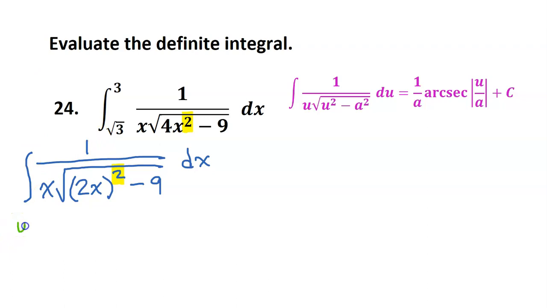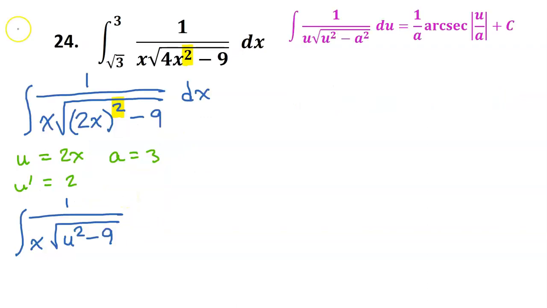So let's get that going. So u is equal to 2x. That means that u prime must be 2. Also, a must be 3, because that's the square root of 9. I've made the u substitution, so 2x is now a u, but we will replace dx with du divided by u prime, which is 2.